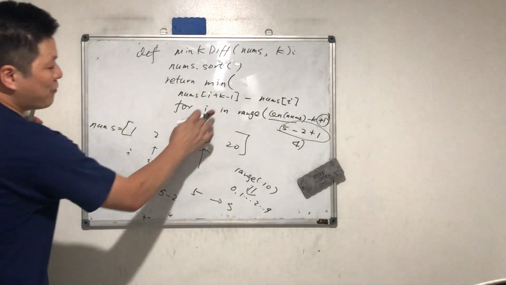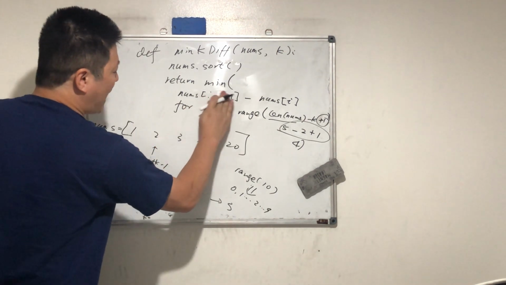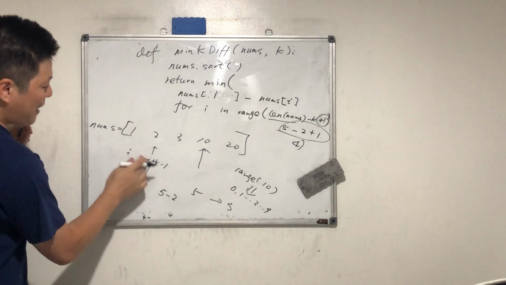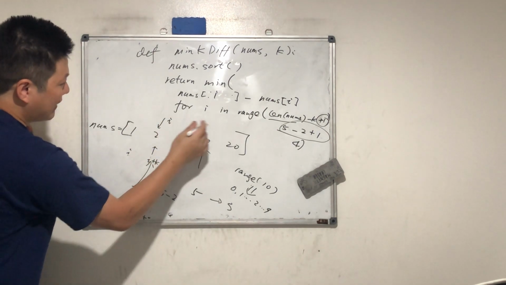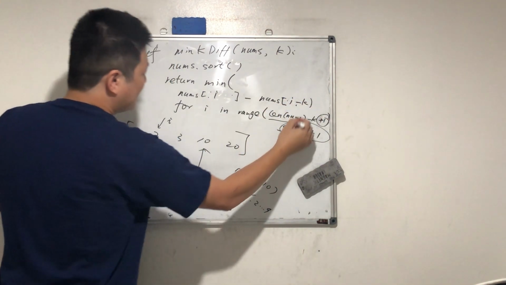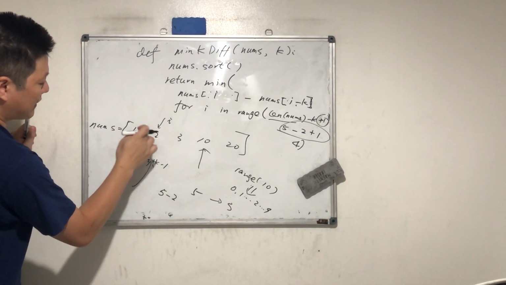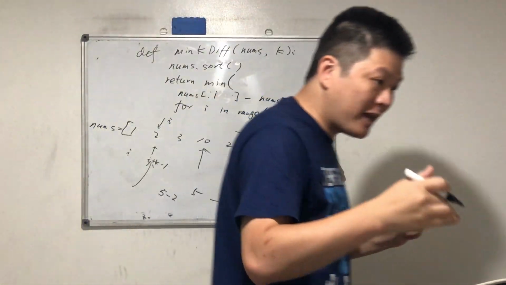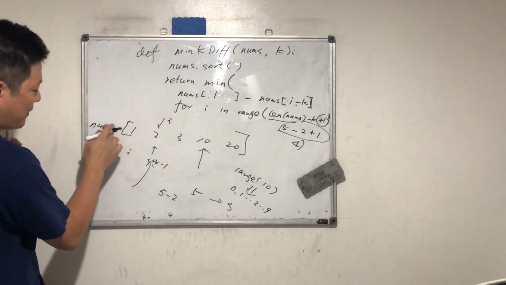Another way, look, another way is we can use this k here. So it will be nums[i], right? Let's say nums[i] is here, and then nums[i - k]. So i is 1, 1 minus k. We need to minus k plus 1, right? Because nums[i - k + 1].